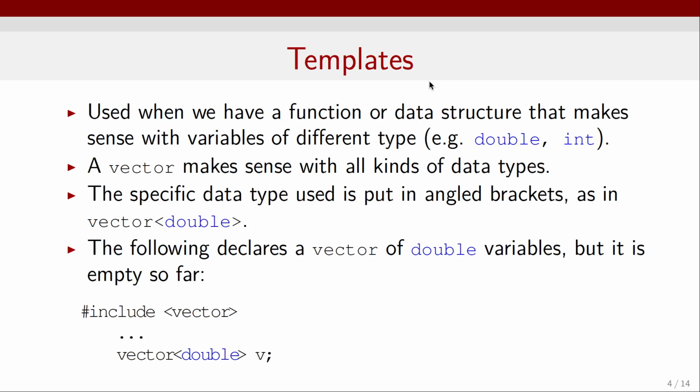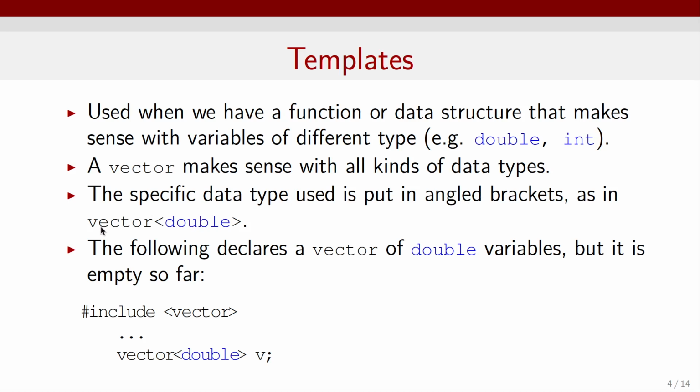So first of all, let's talk about templates. These are used when we have a function or a data structure that makes sense with variables of different type, such as doubles, integers, and so on. A vector makes sense with all kinds of data types. So you can have a vector of doubles, a vector of integers, a vector of characters or strings, and so on. The specific data type used is put in angled brackets.